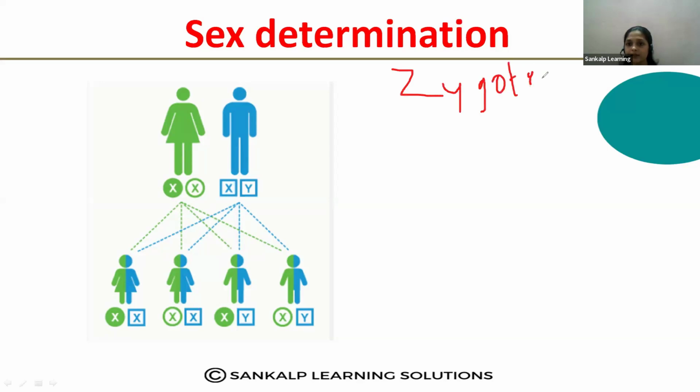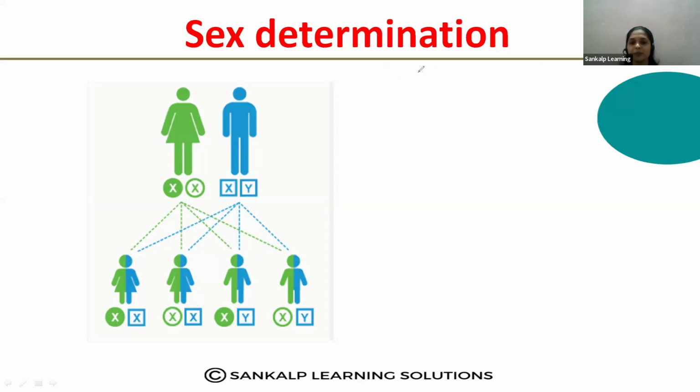Okay, sex determination. You know that the ploidy of the zygote is 2n, that is diploid. You know that males contain XY chromosomes, and in females we can observe XX chromosomes. Always the females have XX chromosomes, and males have XY chromosomes. Okay, so let us see how this sex determination is done.